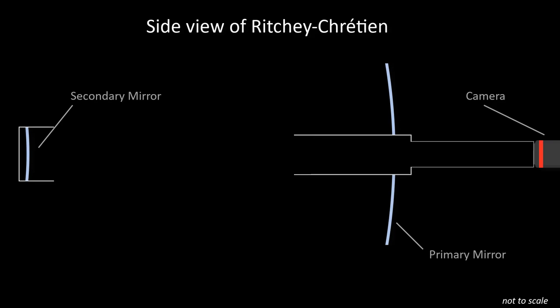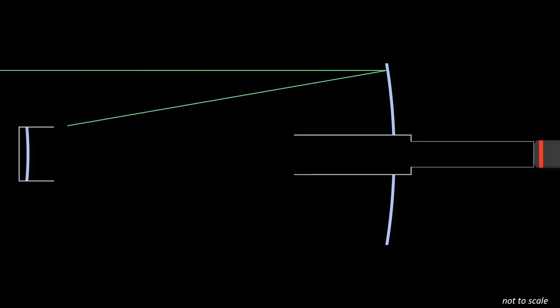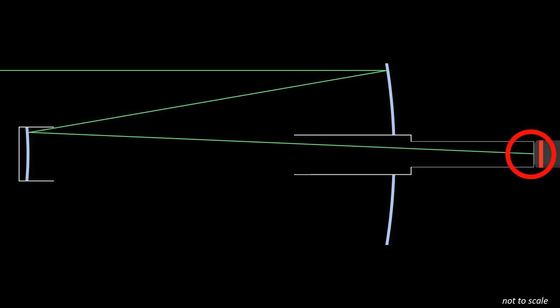Here you can see a side view of the RC, with the secondary mirror on the left and the camera on the very right. We begin by tracing the path of the light which hits at the edge of the primary mirror and is just able to pass by the secondary mirror's baffling. This is an on-axis ray of light, which means that it hits right in the center of the camera and focal plane, of course assuming the telescope is perfectly collimated.